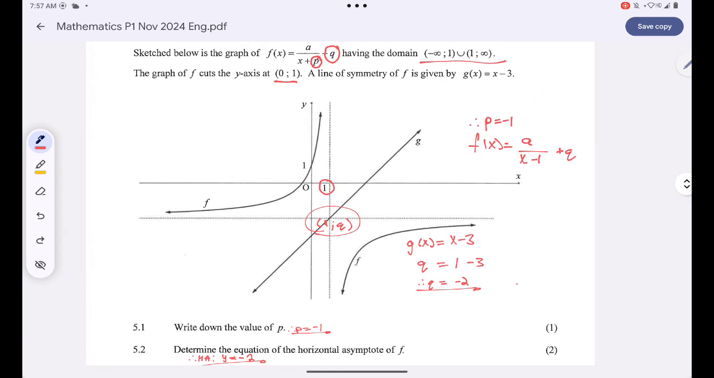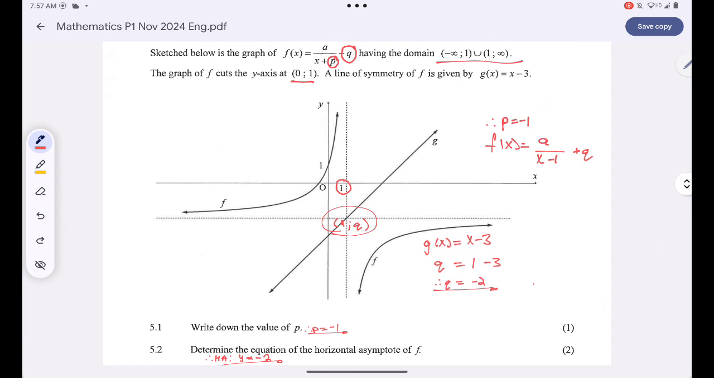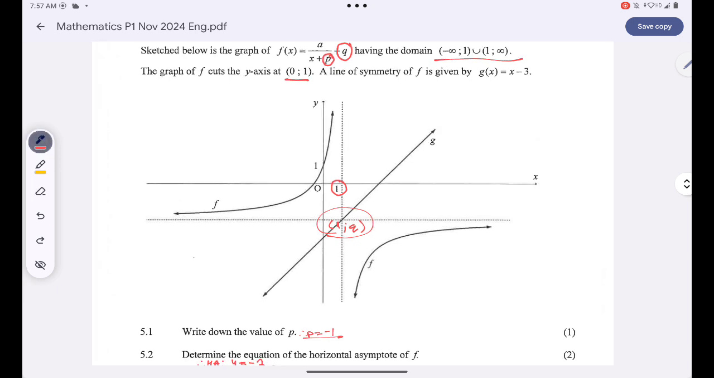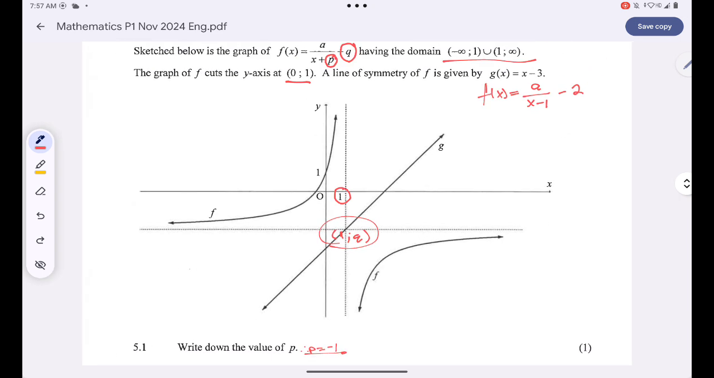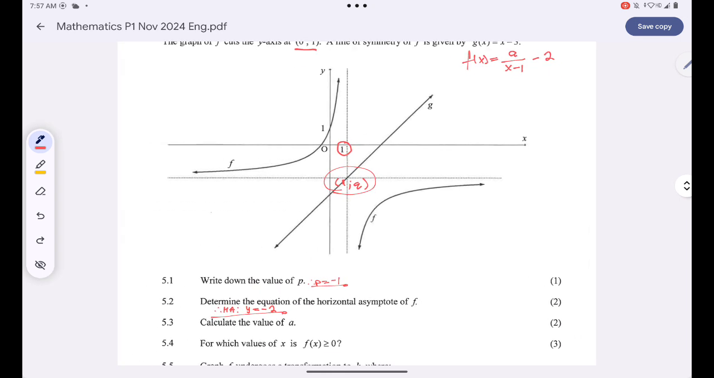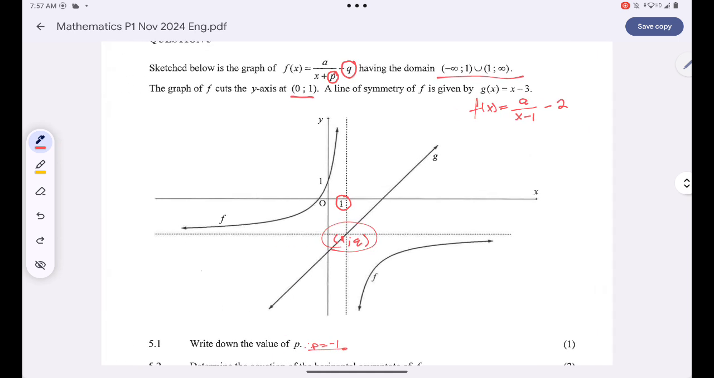Okay, so now I have the value of p as well as the value of q. So I can rewrite my equation like this. I'll simply say f of x is equal to a over x minus 1, and then minus 2 over there. Okay, and then now we are being asked to find the value of a. How can I find the value of a? By simply substituting a point which is on the graph of f of x.